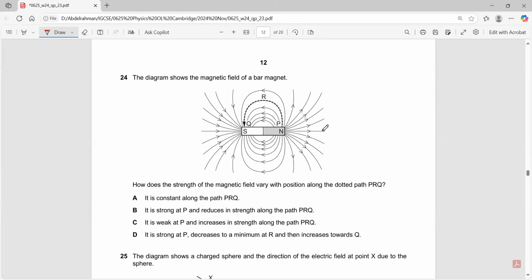How does the strength of the magnetic field vary with the position along the dotted line, P or Q? Okay, at P it's very close to the magnet, so it's very strong. Is it constant? It is not constant. Why? Because at R, it's very far away from the magnet, so at R it's weakest. At Q it's strong, and at P it is strong. It's strong at P, decreases to a minimum at R, and increases towards Q. Yes. Okay.